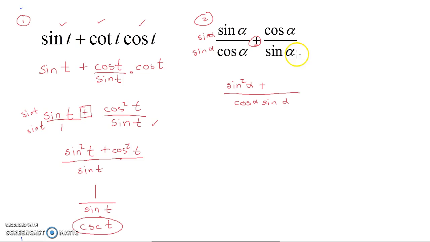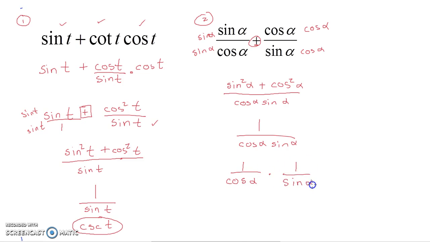This one over here has the sine of alpha. It needs the cosine of alpha on the bottom, so I'll multiply bottom and top by cosine of alpha, and I get a cosine squared of alpha. Now, awesome, sine squared plus cosine squared is once again 1, so I get 1 over cosine of alpha times sine of alpha. And I'm going to separate this. I could treat this as 1 over cosine of alpha times 1 over sine of alpha, okay? And 1 over cosine is secant of alpha, and 1 over sine is cosecant of alpha.